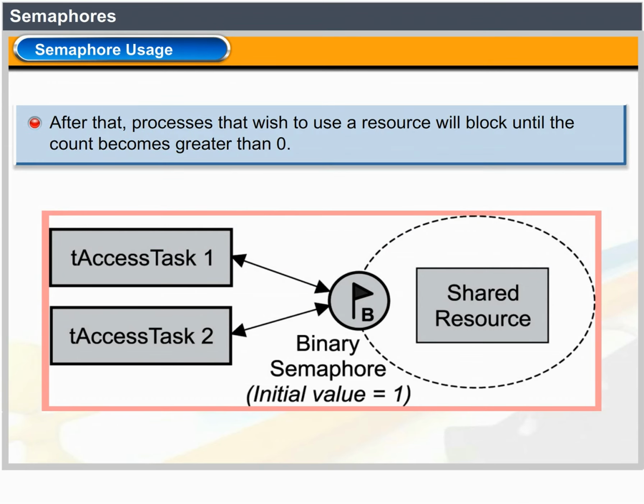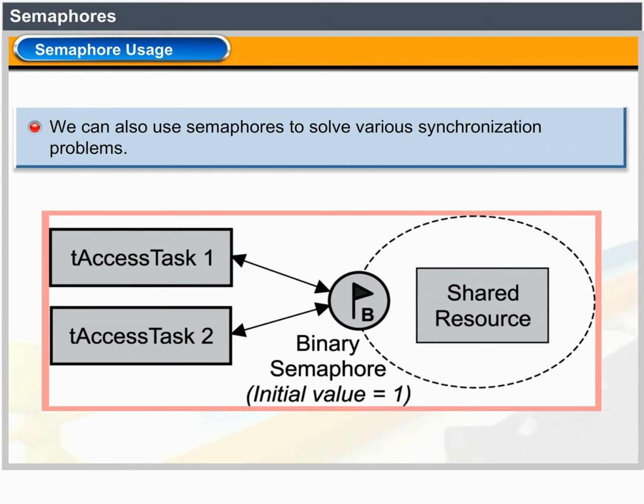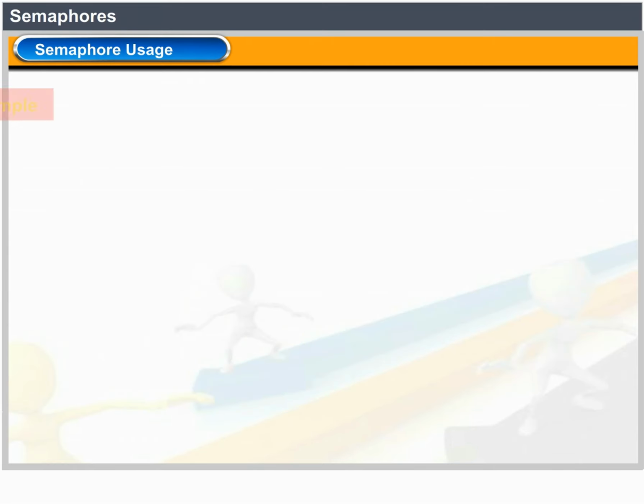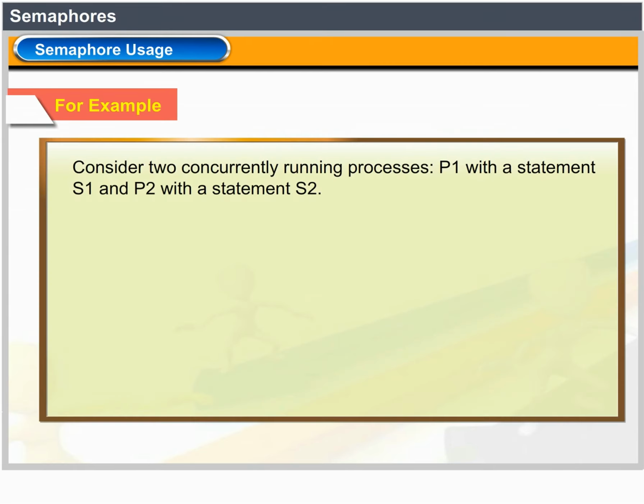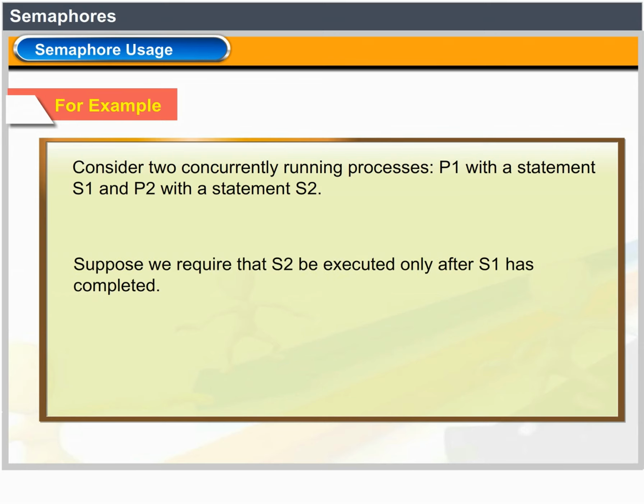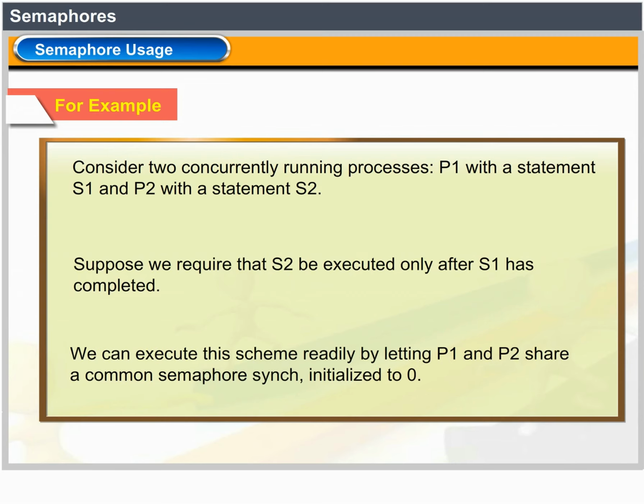We can also use semaphores to solve various synchronization problems. For example, consider two concurrently running processes, P1 with a statement S1 and P2 with a statement S2. Suppose we require that S2 be executed only after S1 has completed. We can implement this scheme readily by letting P1 and P2 share a common semaphore sync initialized to 0.